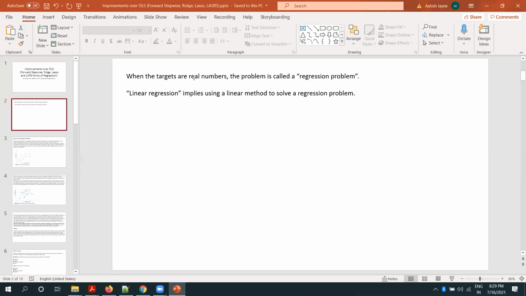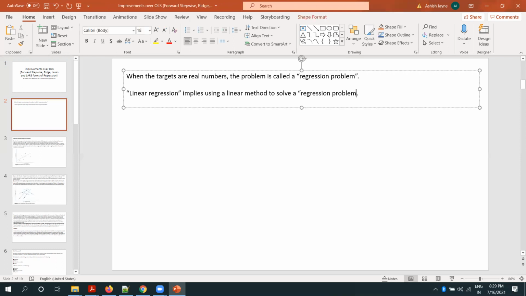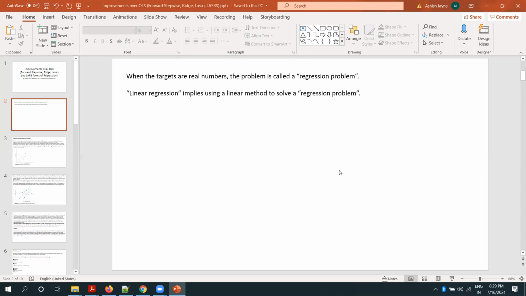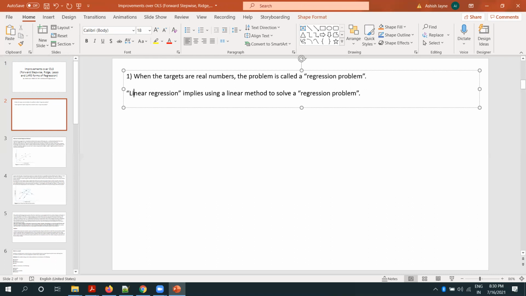When the targets are real numbers, the problem is called a regression problem, and linear regression implies a linear method to solve a regression problem. Now, is your problem a regression problem? If your problem is a regression problem and you can apply a linear method to it, you would be able to use ridge regression, otherwise not. So we keep these two points in mind, and this should help you.